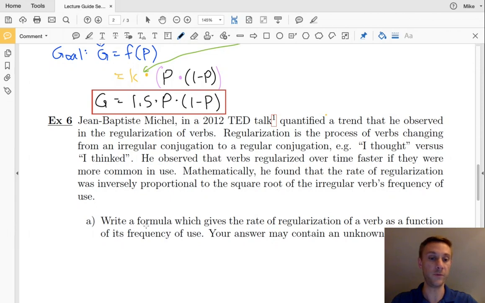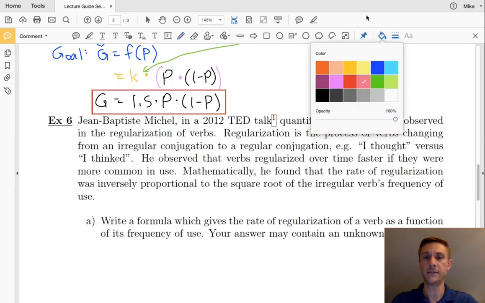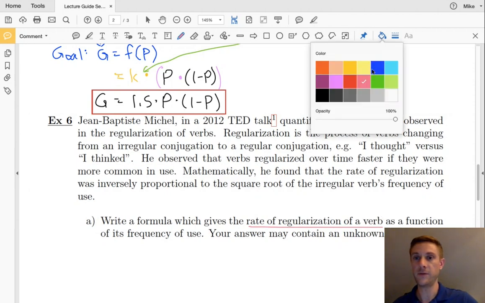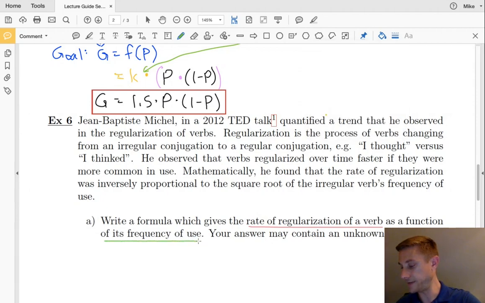So again, we're writing a formula, so we know the end result is going to be some kind of equation. We're supposed to give the rate of regularization as a function of something else. So basically, all I'm going to try to do is underline the phrases that are on either side of "as a function of." That's sort of the connective tissue of this set of instructions here.